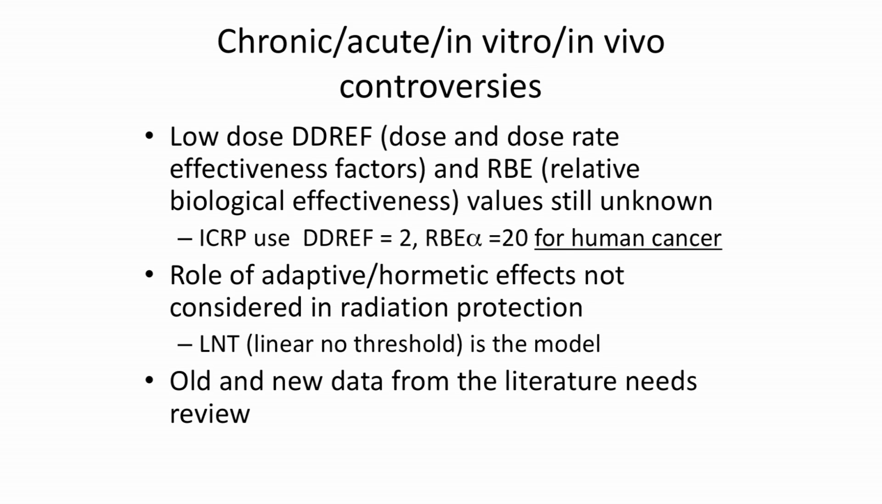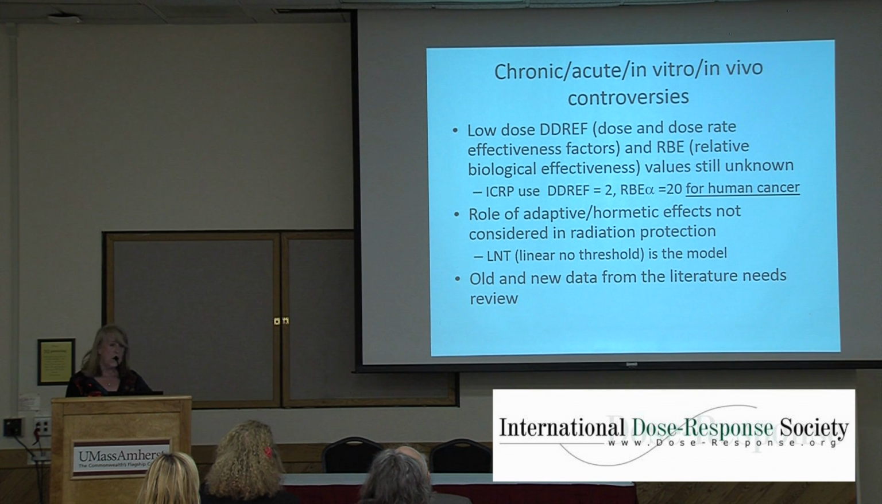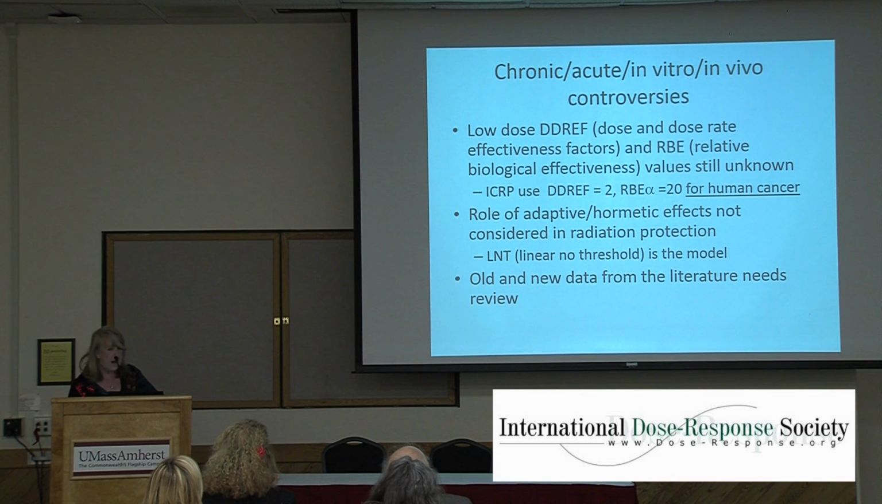I just want to touch briefly on the other area of research that we're very involved in at the moment. This is where we're trying to look at the controversies. So the low-dose DREF values are still unknown, and the RBE values are still unknown. ICRP use a DREF of 2 and an RBE for alpha of 20. But it's very important to realize that that is just for human cancer. And it's all based on A-bomb survivors, where they extrapolated from high dose to low dose.